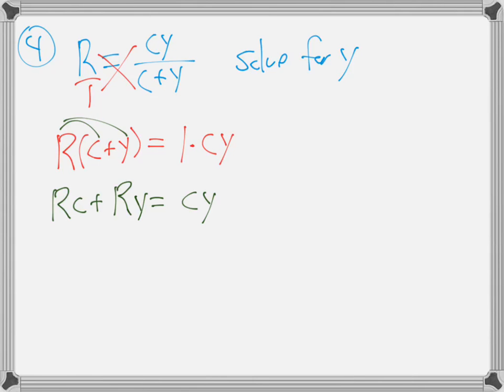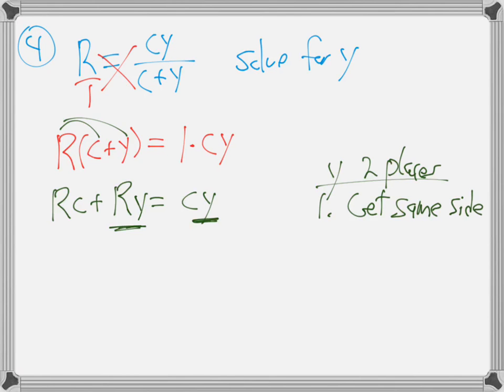How are we doing? Is that making sense to there? So now, see what you can do. Let's keep our eye on the ball. What's the ball? The Y, yeah, which is in 2 locations. So remember what we do? Y in 2 places. Step 1, get them on the same side. Step 2, factor out Y and divide. So get them on the same side, factor out Y and divide.